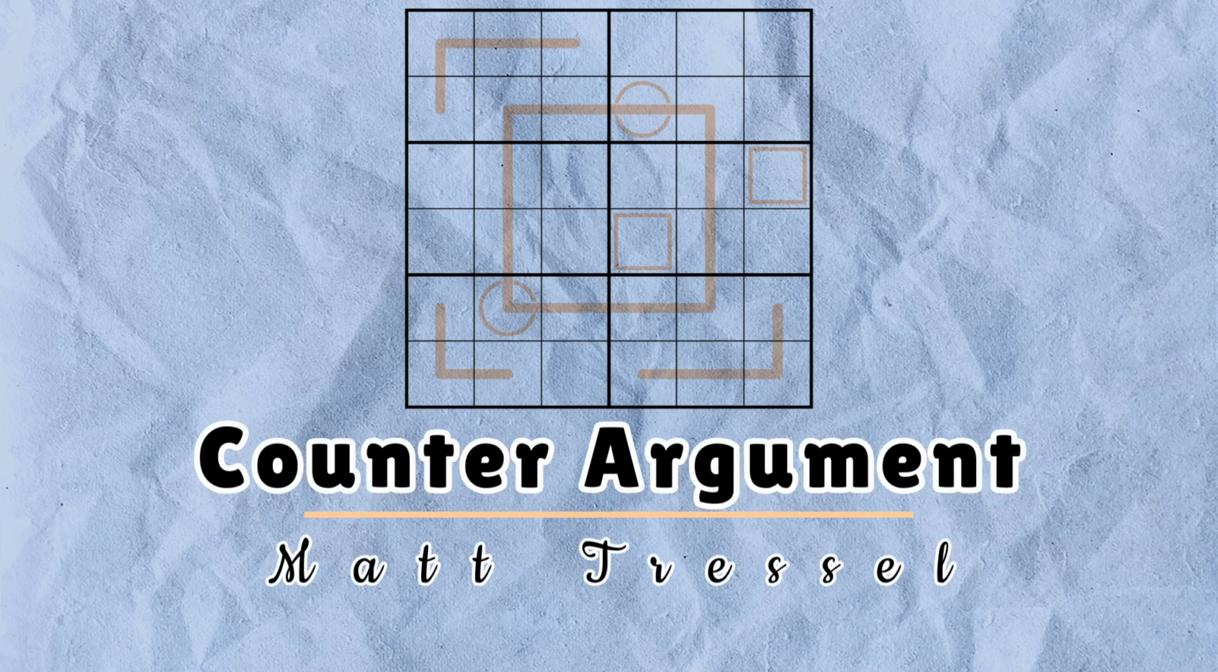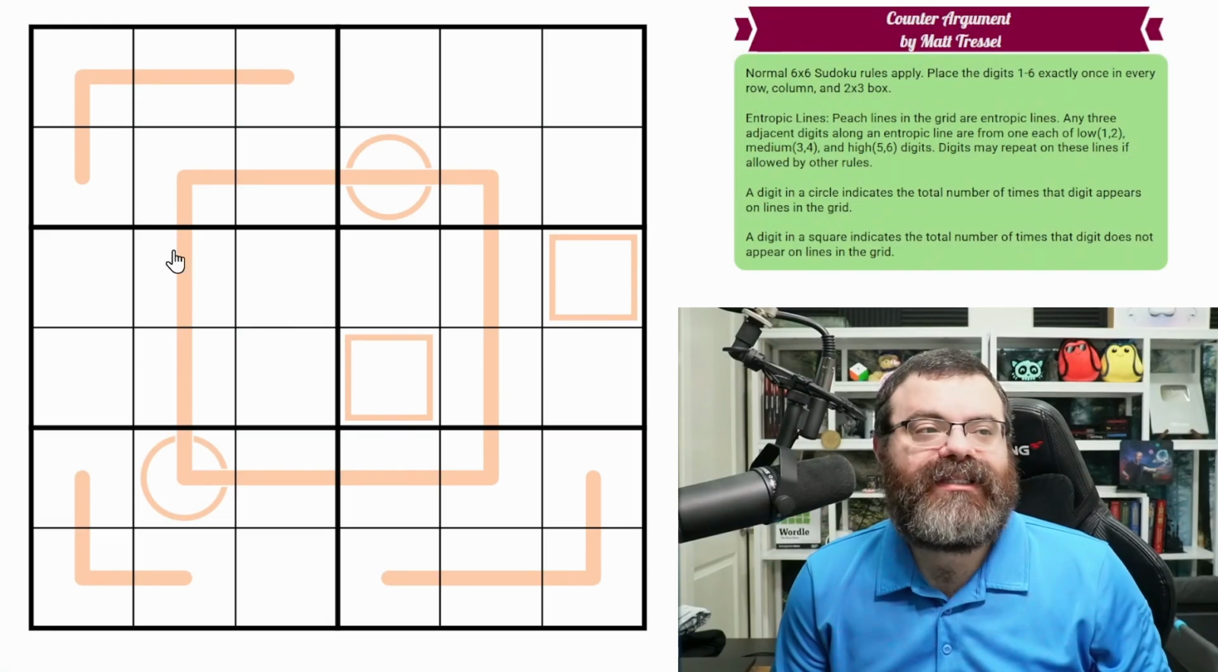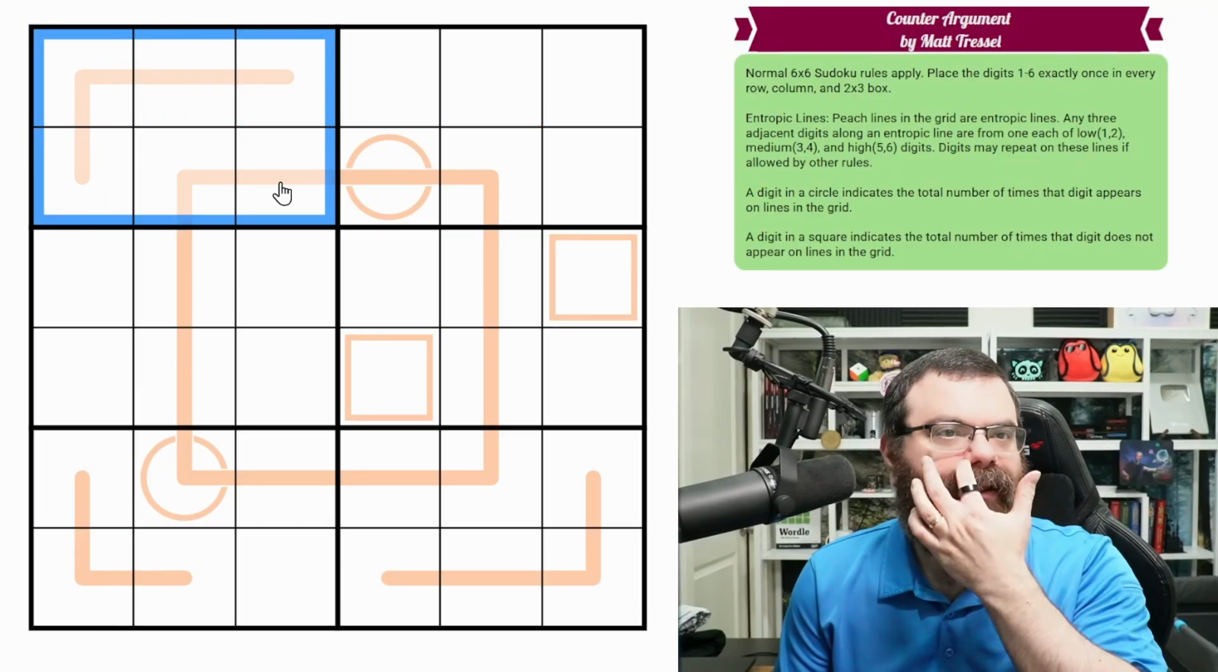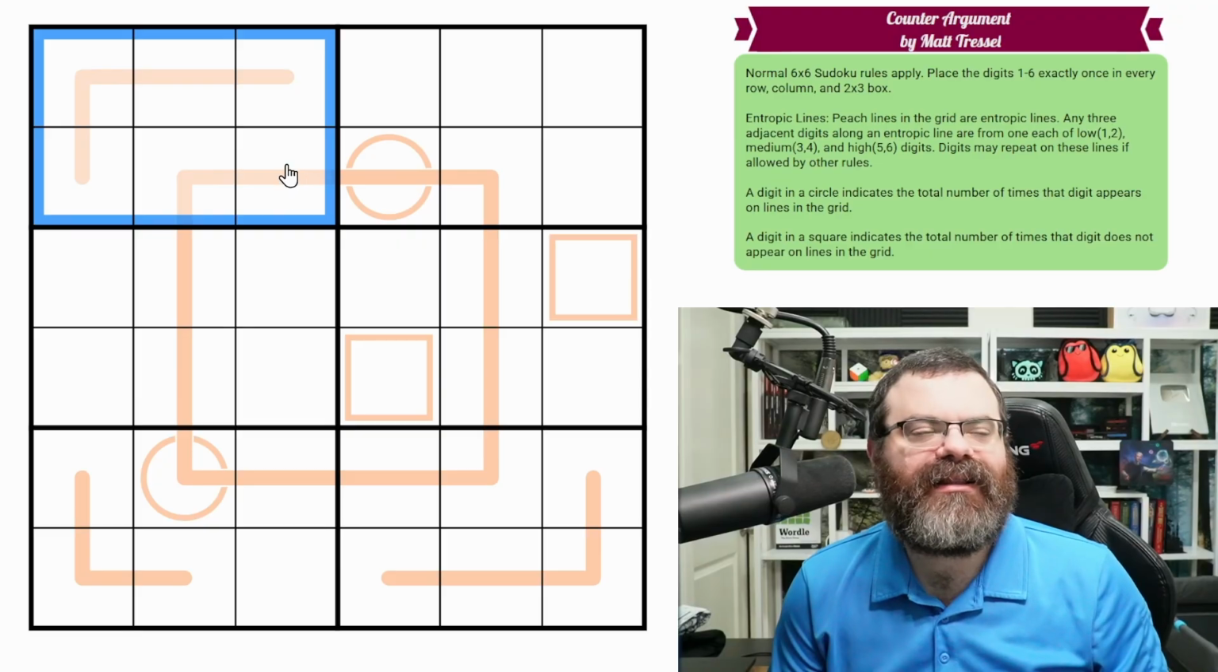Hello, let's continue our Sudoku adventure with Counter-Argument by Matt Tressel. So we have normal 6x6 Sudoku rules, meaning in each row, each column, and each 2x3 box, we are placing the digits 1 to 6 exactly once each.